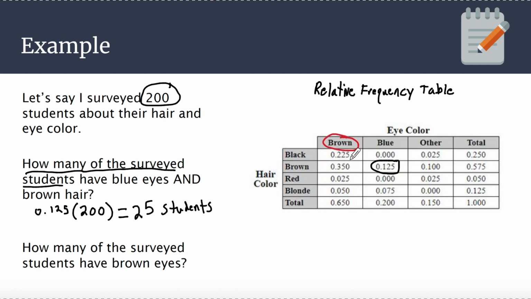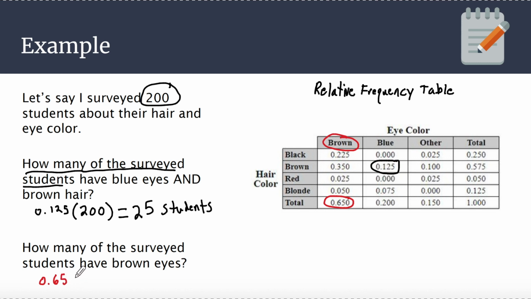Brown eyes is up here. We actually don't care about the hair color. So what is the relative frequency with which people have brown eyes? Well, it is right here. It is the total of this brown-eyed category. 0.650 is the relative frequency at which respondents have brown eyes.